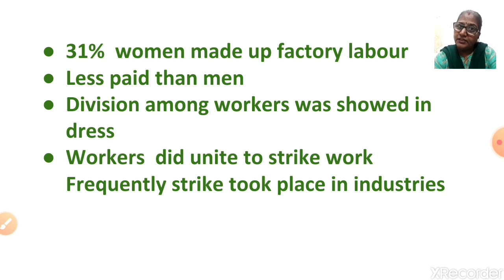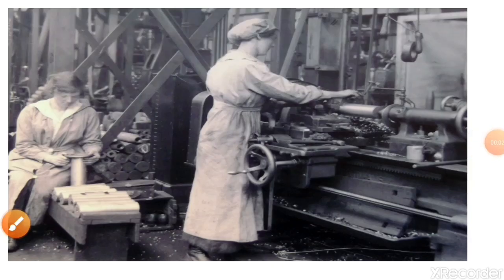Now, workers were divided, but they did unite. And when did they unite? During strike time. Strike is to stop work. And when did they go for strike? When they disagreed with the employer about, say, any dismissal. Dismissal is removal of any employee, any worker, or about the working conditions of the workers. So this was the situation which forced the workers to go on a strike. Now, can you see this? They are the women workers who are employed in factories.